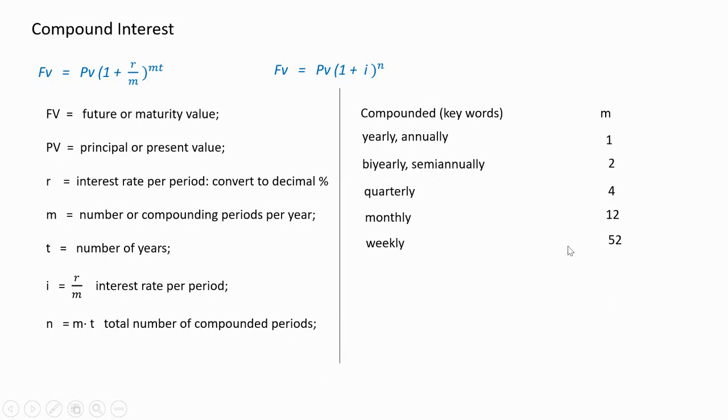Weekly is going to be 52, because there are 52 weeks in a year. And daily, guys, is going to be 360 or 365. If it doesn't specify 360, then go for 365, because there are 365 days in a year. But at times, the book wants you to use 360. So if it doesn't say to use 360 for daily, then use 365. And then comes continuous. Continuous means without stopping.